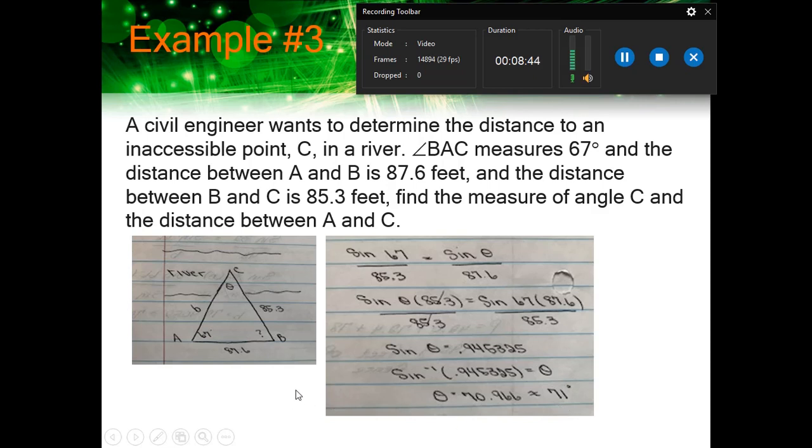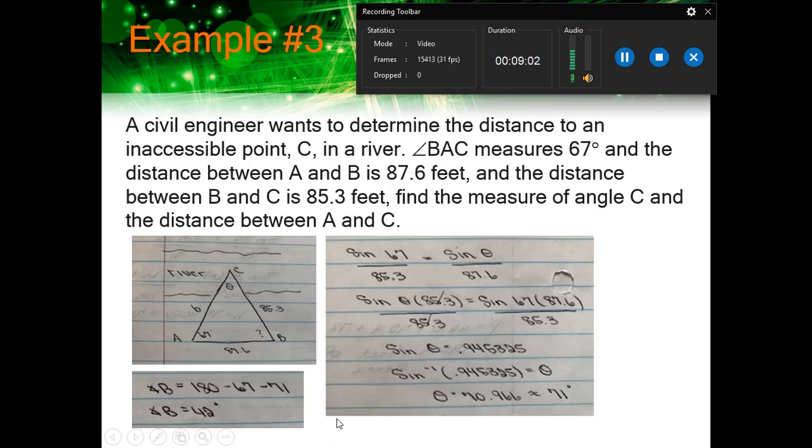Now that I know the measure of angle C, I'm going to use the triangle angle sum theorem to find angle B. Even though they didn't ask for it, I will need that measure because I have to use it when I find side B. So angle B is 42 degrees.